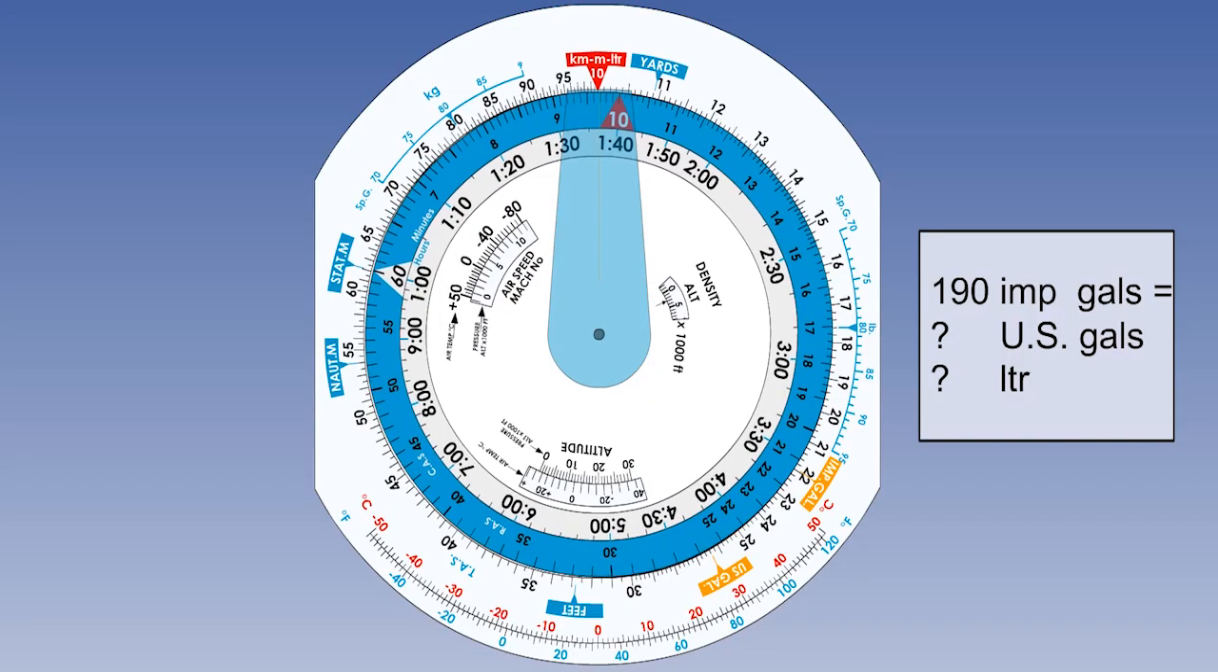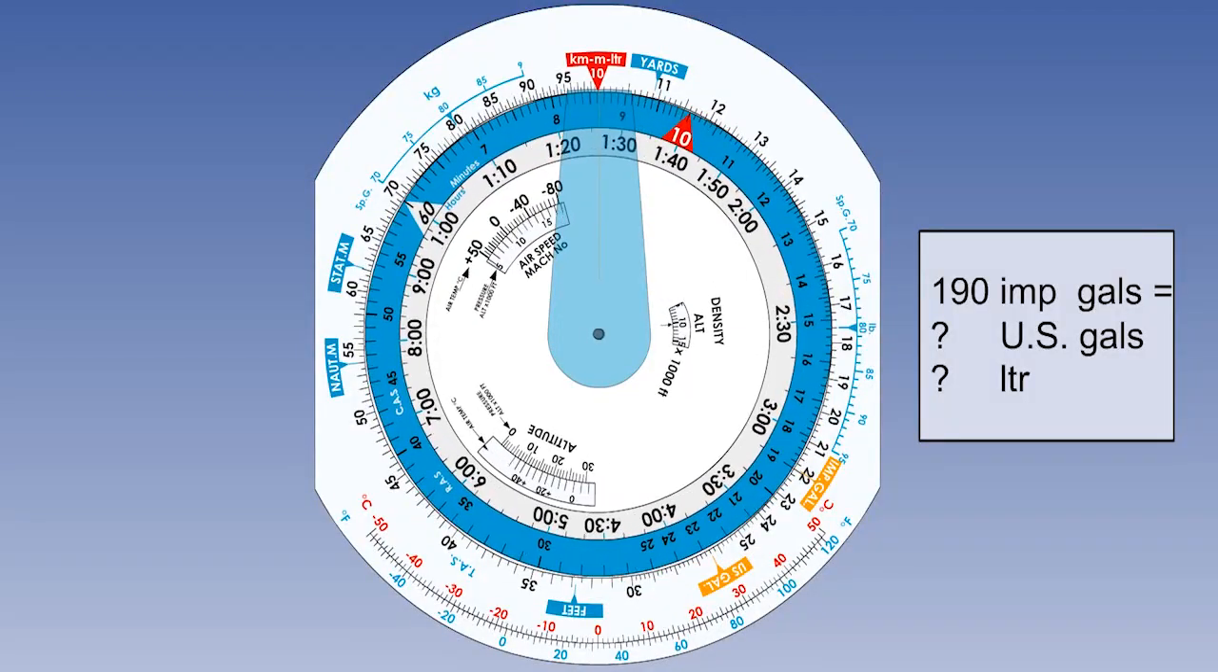Rotate the inner scale so that 19, representing 190 imperial gallons, is aligned with the Imp.Gal index on the outer scale.